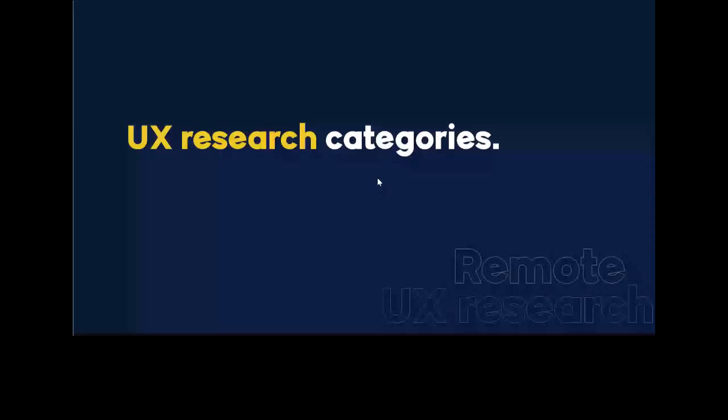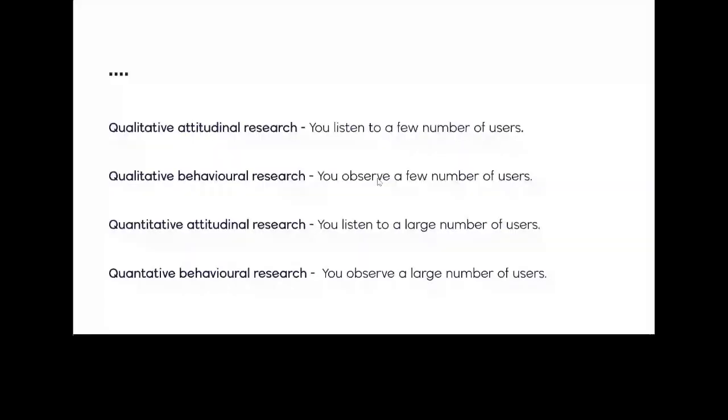I'll just talk a little bit about UX research categories. I wanted to do lots of breakdown on these, but then I came to the conclusion that they are not 100% new, and I just had to find the simplest terms to define them. So we have qualitative attitudinal research. This is just about you listening to a few number of users. We have qualitative behavioral research. That's you observing a few number of users.